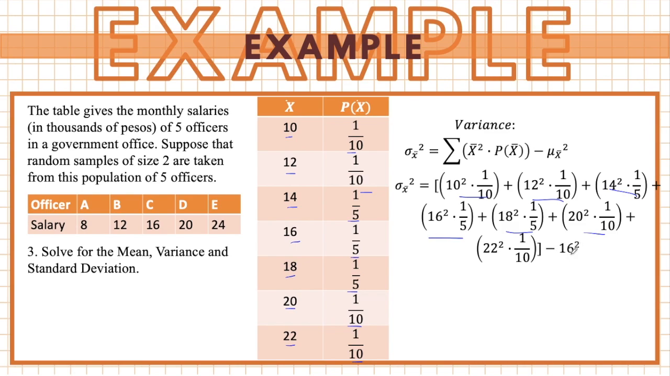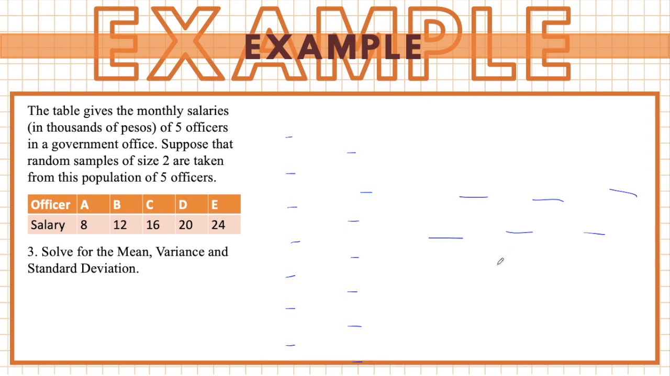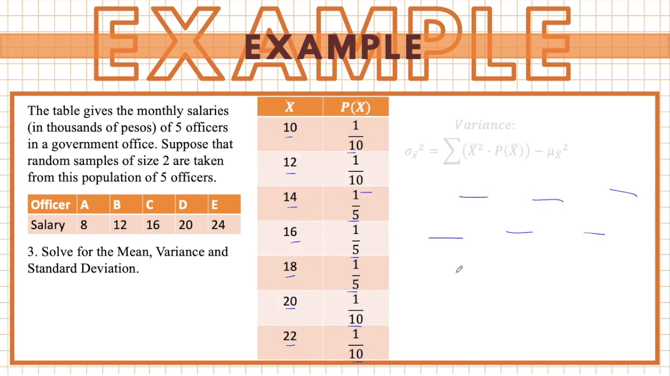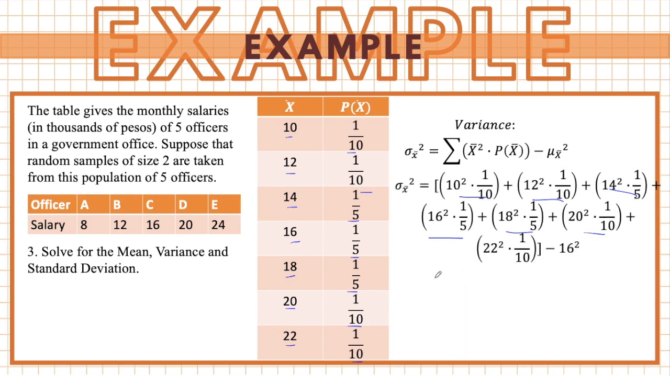So 16 squared, where do we get 16? Dun siya sa na-solve natin kanina. Okay, so here, the mean of the sample mean. Okay, so minus 16 squared, and the answer for the variance is 12. So the variance of the sample means is 12.